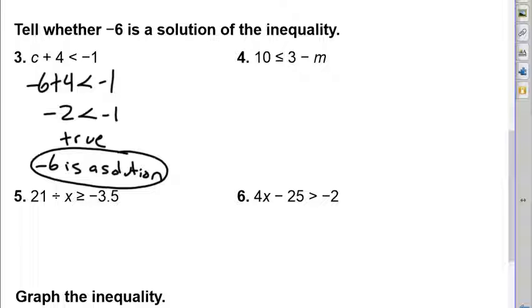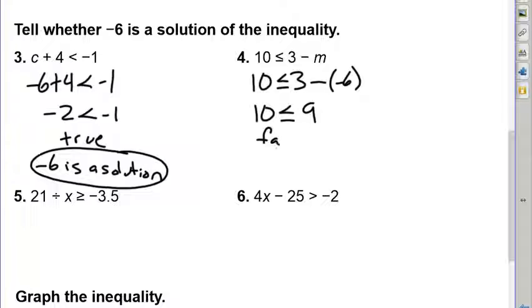Number 4, 10 is less than or equal to 3 minus m. I'll rewrite this inequality with our value negative 6. 3 minus negative 6 is equivalent to 3 plus 6. 10 is less than or equal to 3 plus 6, which is 9. This is false. So negative 6 is not a solution.